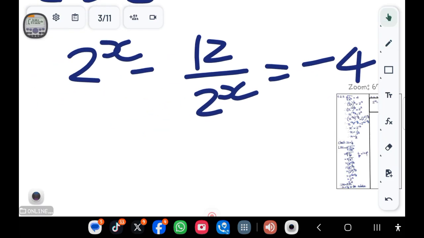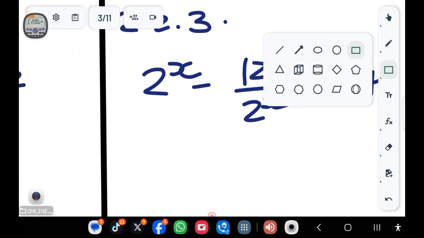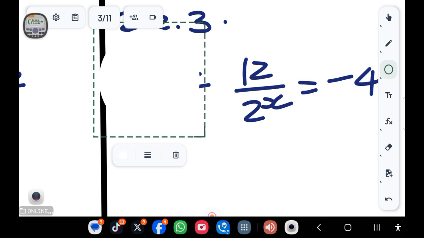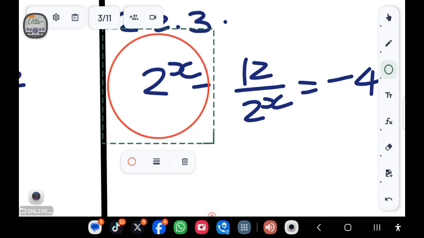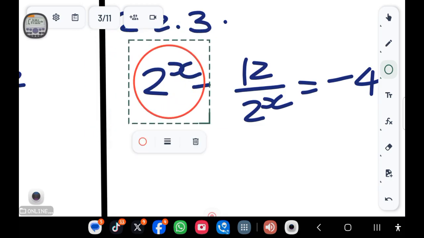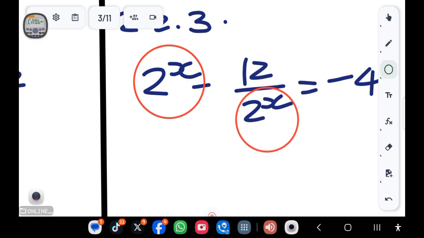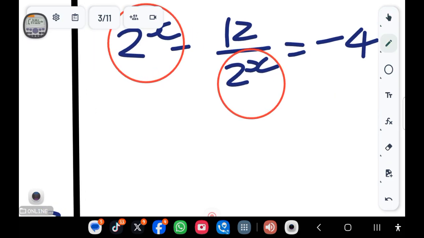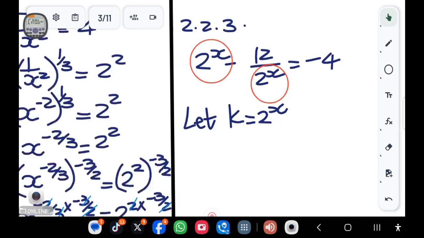Alright, so that gives us what? So what we do here, notice that 2 to the power of x and 2 to the power of x are identical. So you will use the method of solving equations where you substitute. And we go let k equal 2 to the power of x. This is what we call the k method. It will make your life so much easier.